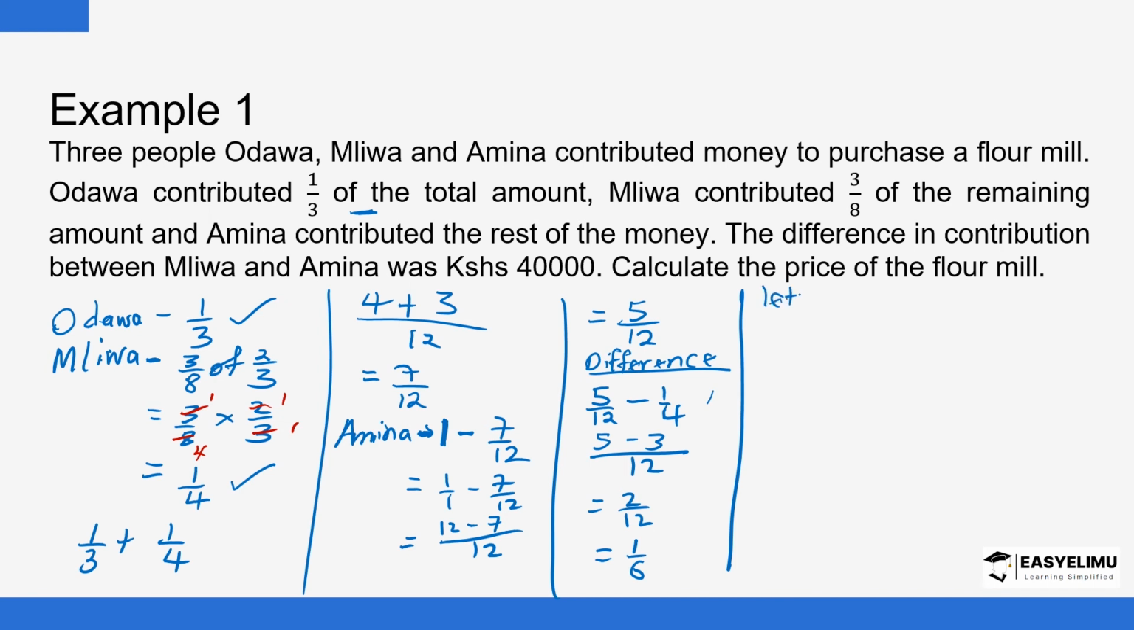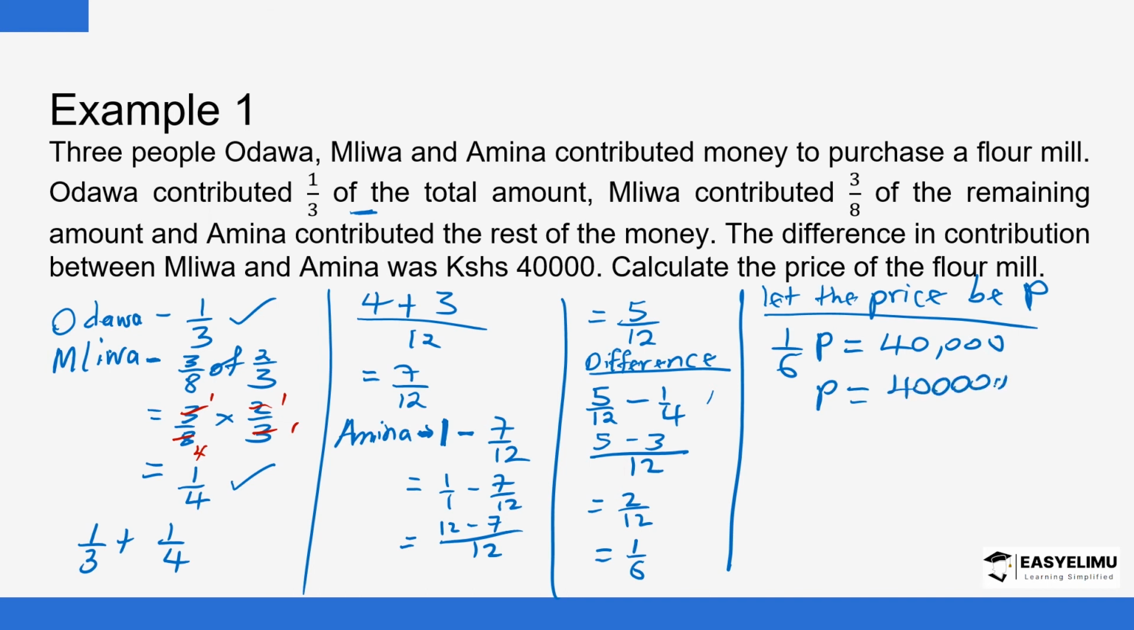So let the price be P. So 1 over 6 of P should be equal to 40,000. Then that means P is going to be 40,000 multiplied by 6 over 1. So this is going to be 240,000 shillings.